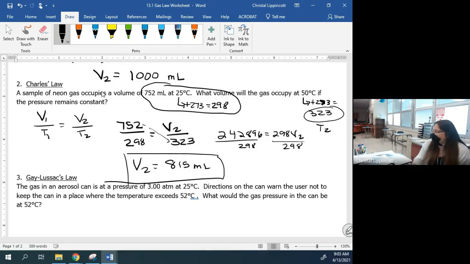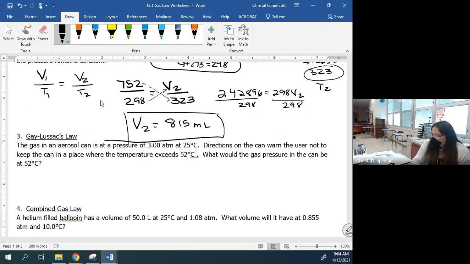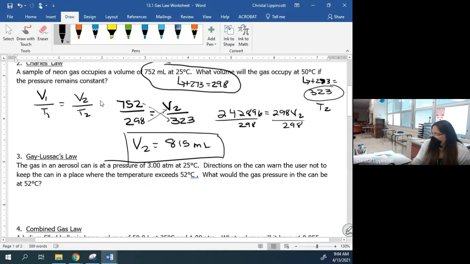All right, does that make sense, Ernesto? Yeah. Okay, so cross multiplied, and then I divide. All right, any questions about Charles?